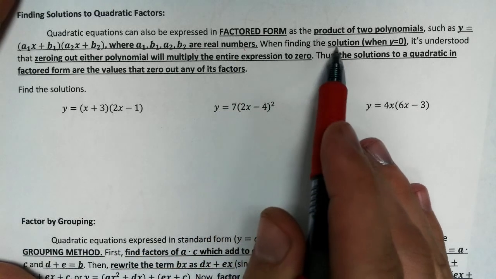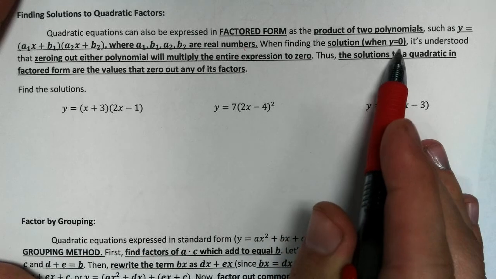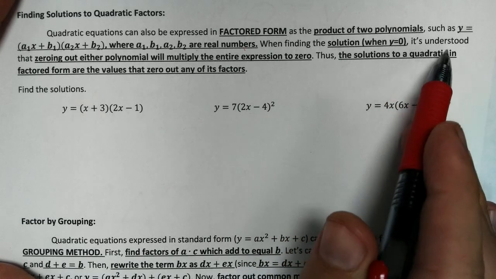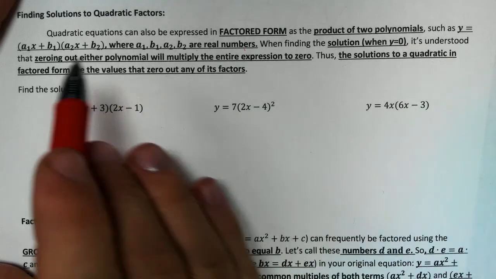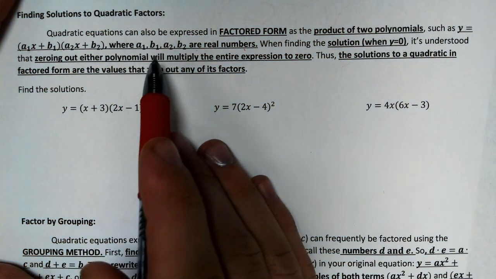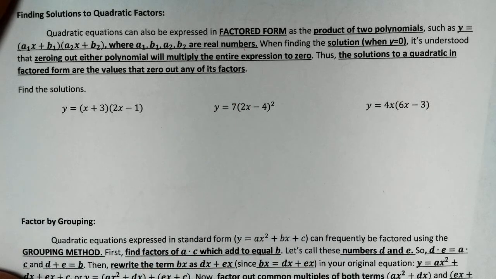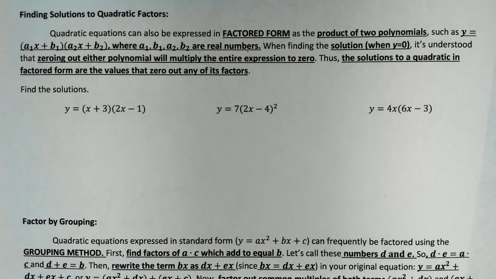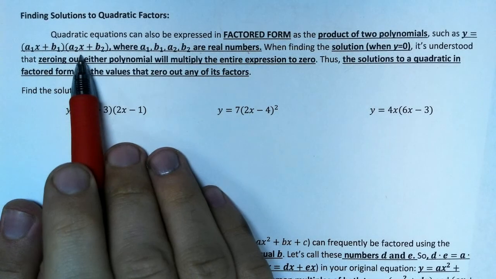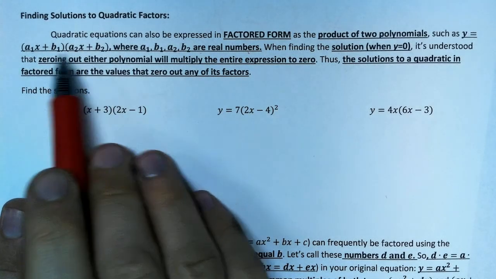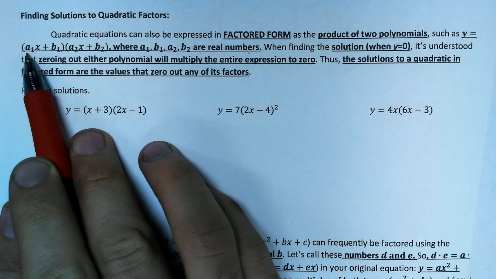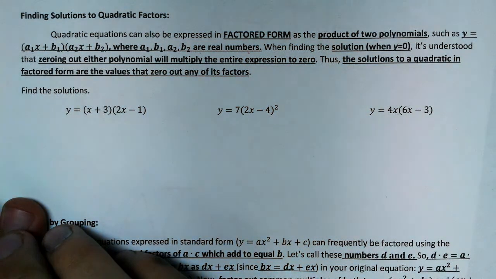So when finding the solution, remember, a solution is when y equals 0. It's understood that zeroing out either polynomial will make the entire expression 0. So let's think about that and go back to our fundamentals of multiplying. What is anything multiplied by 0? It's 0. So anything multiplied by 0 is 0. Thus, we have two polynomials multiplying together. If I can get either one of these zeroed out, meaning one of them goes to 0, I have a 0 that's multiplying the other one.